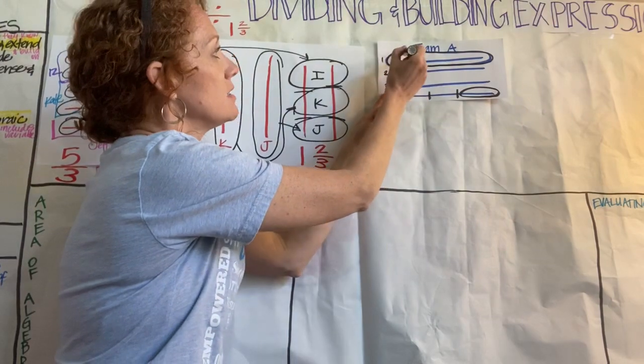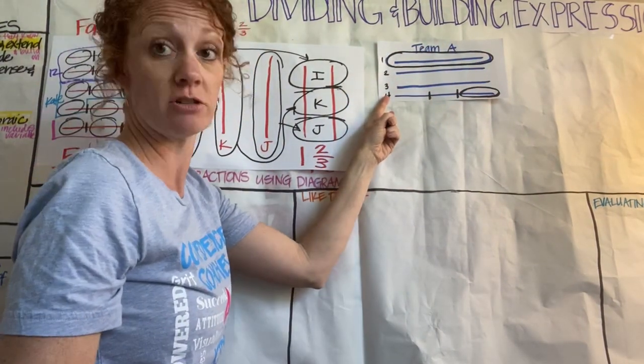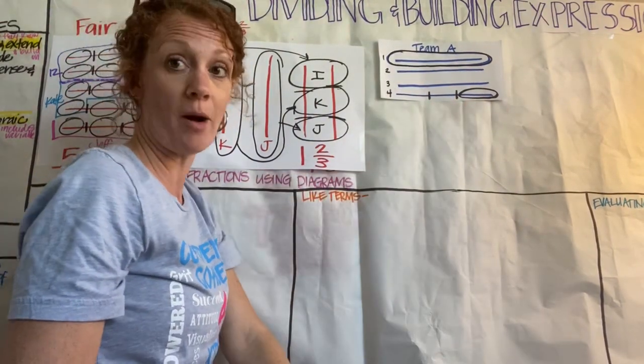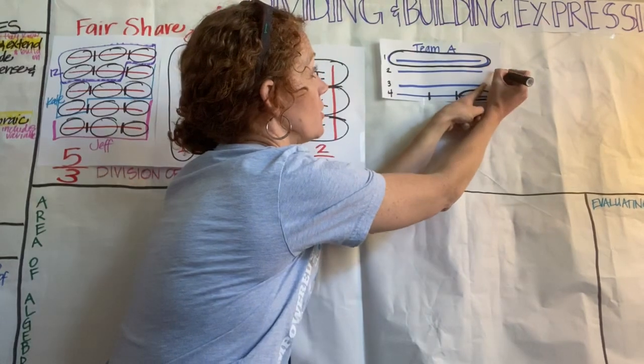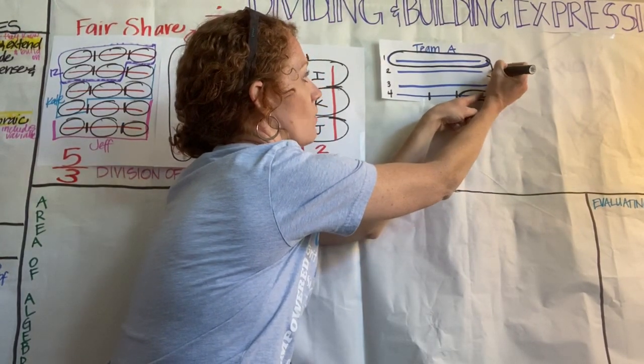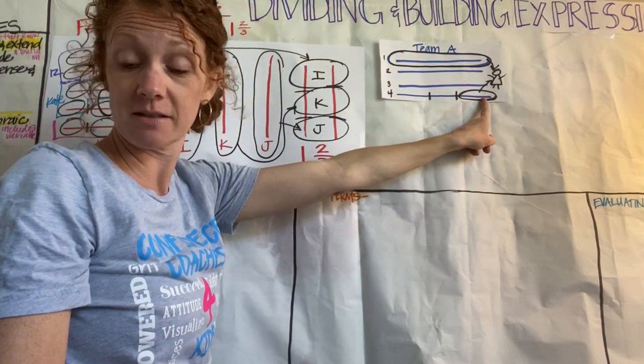So team A says, well, they get 1 whole piece each, and then we will break this into 3 equal parts. And so each person, here, let's draw my person, gets 1 whole and 1/3 of a piece.